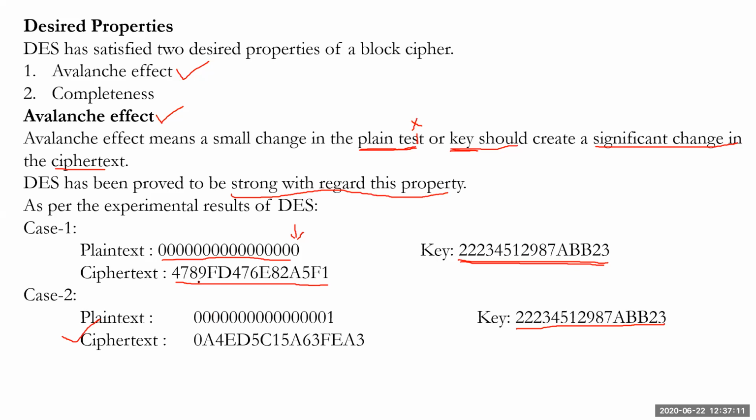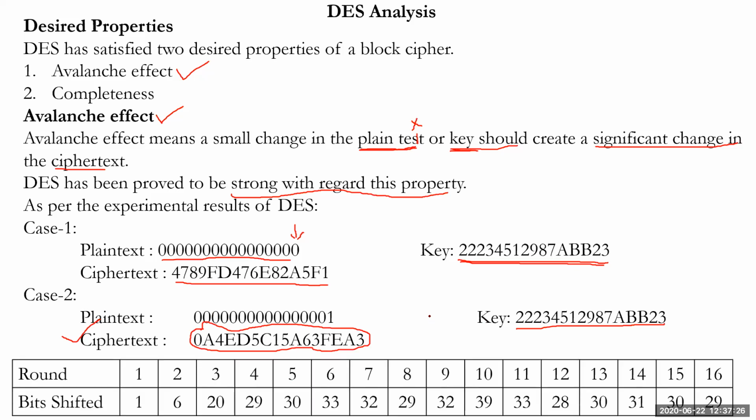Let us observe this particular point here. Only the LSB has been changed, but the entire ciphertext changes. So what are the changes in each round? How many bits are being changed? This is the table. Please observe the table. In the first round only one bit will be changed.